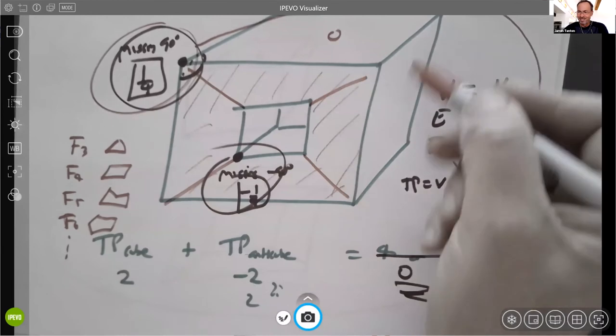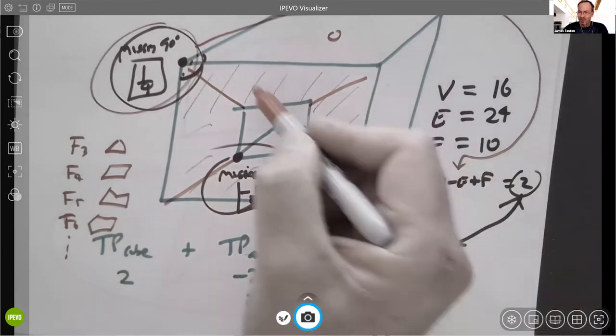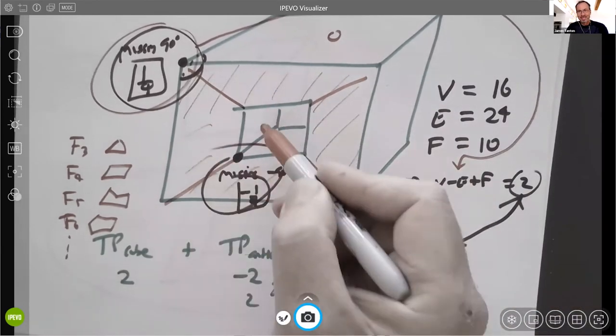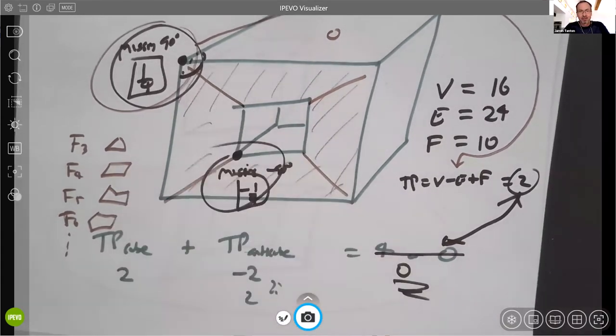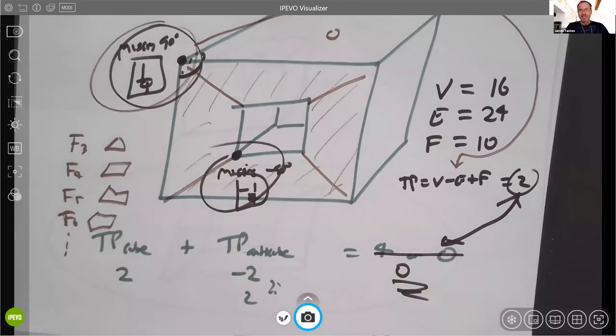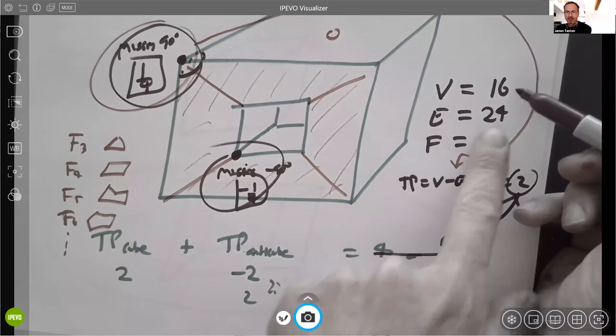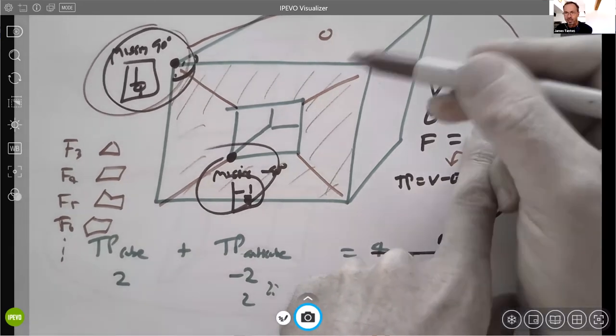I mean, there's a square face, there's a quadrilateral, there's a quadrilateral, there's a quadrilateral, there's a quadrilateral. Technically, that's now got nothing but the faces I want. There's no holes in any of the faces anymore. Now, that means our numbers probably changed. I still believe it's 16 vertices. I didn't change the number of vertices.